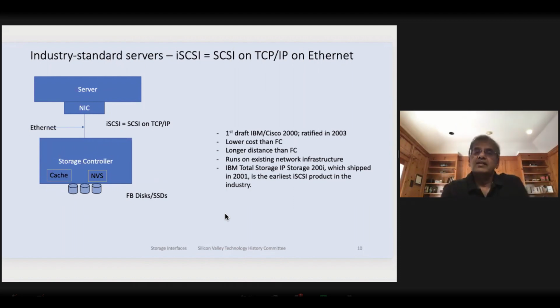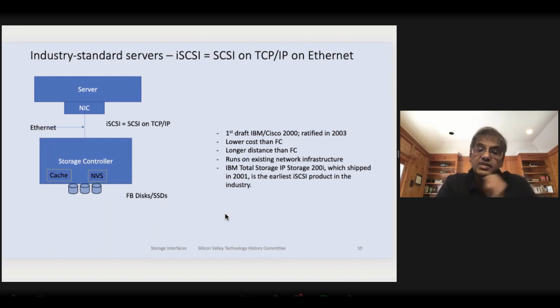Of course, we all know it had lower performance than Fibre Channel, but it had the advantage of running on customers' existing network infrastructures. And by the way, the first iSCSI storage product was in 2001, the IBM TotalStorage IP Storage 2200i. As far as I know, it's the earliest iSCSI product in the industry.